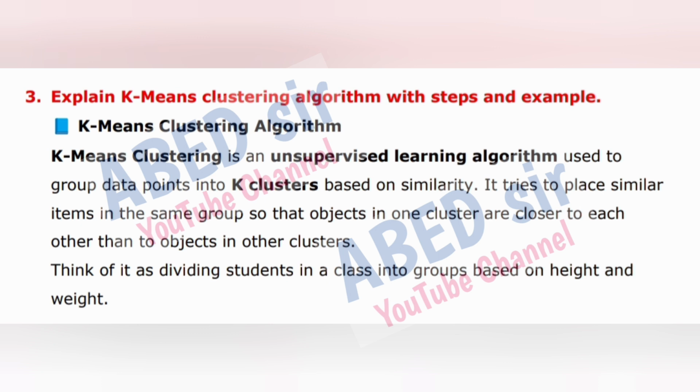K-means clustering algorithm. K-means clustering is an unsupervised learning algorithm used to group data points into K clusters based on similarity. It tries to place similar items in the same group so that objects in one cluster are closer to each other than to objects in other clusters. Think of it as dividing students in a class into groups based on height and weight.